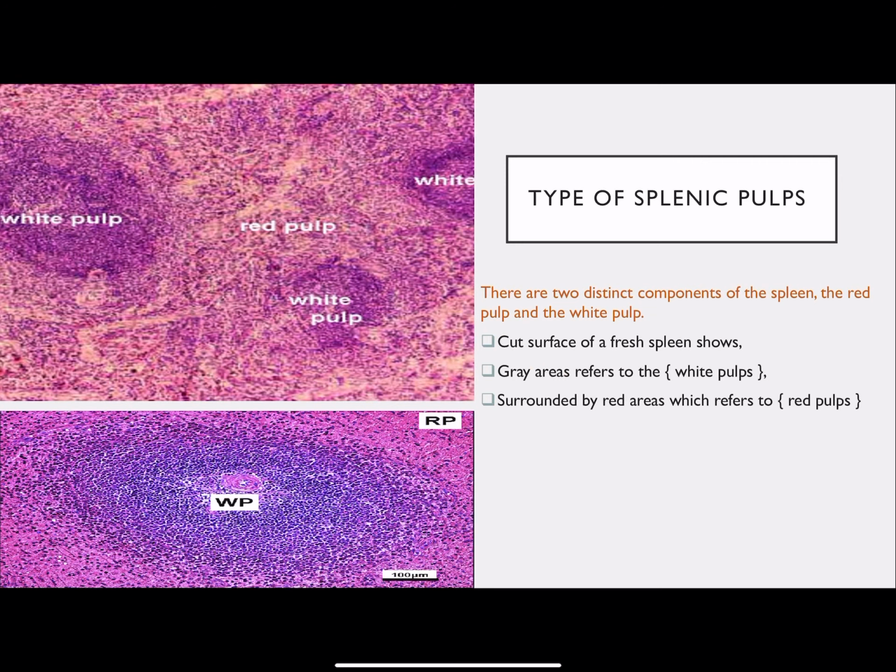The spleen is made up of two different types of tissue. These tissues are the red pulp tissue and the white pulp tissue. To see it, we make a cut surface on a fresh spleen that will show gray areas. The gray area refers to the white pulp, as you can see in the picture, and this gray area is surrounded by red area which refers to the red pulp, also as you can see in the picture.